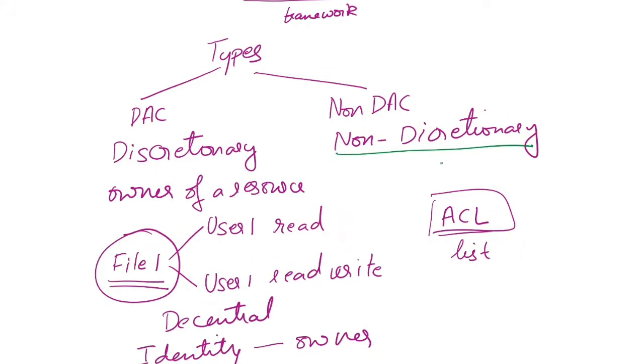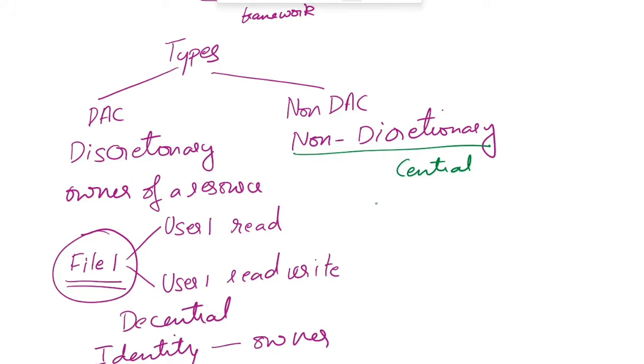In a non-DAC model, the access to resources is centrally managed. That is, it is determined by a central authority. It is not up to the discretion of the resource owner to provide access here, okay? In non-DAC, the access is based on the policies and rules that are set up by a central authority.